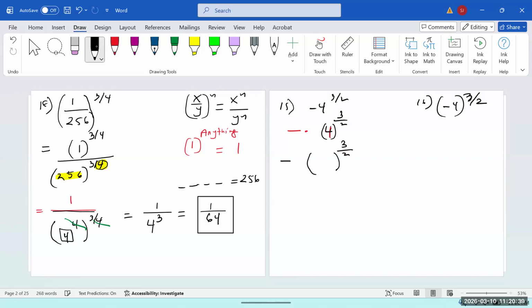our 4 using what number? 2 squared. 4 is 2 squared, so we cancel the 2's. We have a negative and then 2 cubed. What is negative 2 cubed? Cube, 3, 8. So our answer does exist. It's a real number, -8.